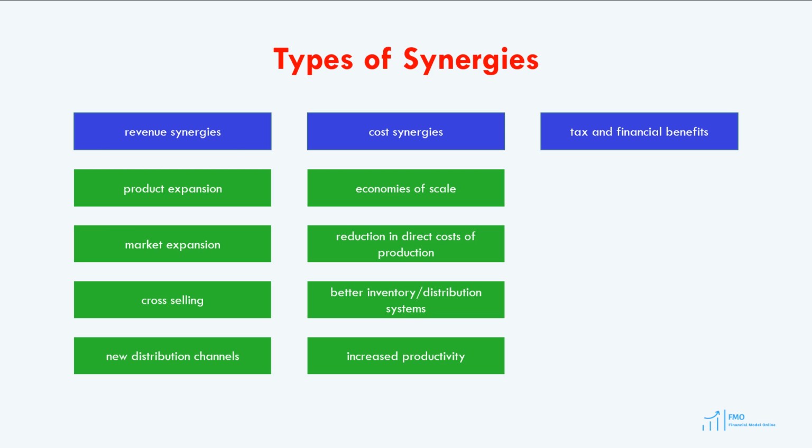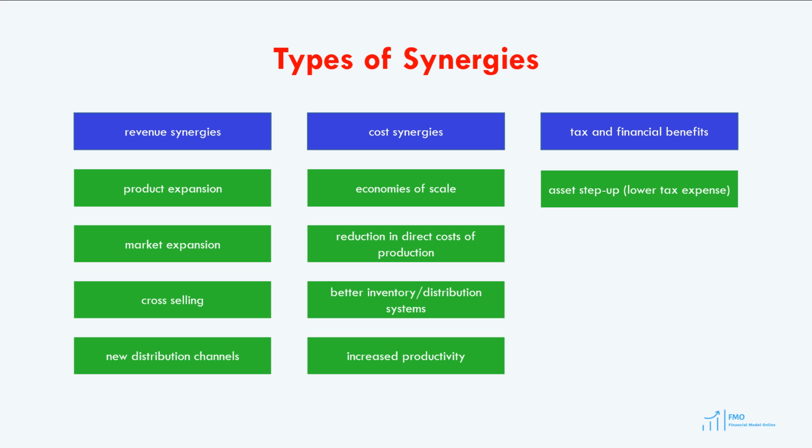Tax benefits arise out of increased depreciation expense for purposes of taxes. For example, if the transaction is structured as an asset purchase, the combined entity can step up the asset value, which will result in an increased depreciation expense and, therefore, lower tax expense for the combined entity.